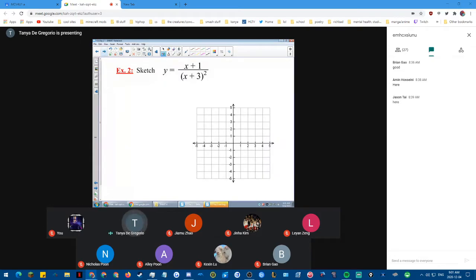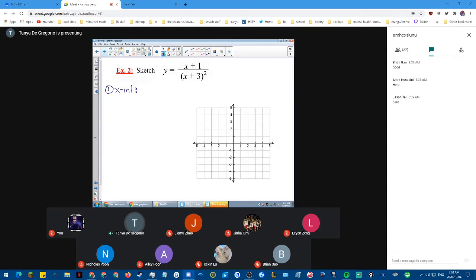So y equals (x plus 1) all over (x plus 3) all squared. So what's the first thing we do? Step 1. Yep. Did you say asymptote or intercept? Intercept. No, the first one should be intercept. Why did you say asymptote? You know what, guys, my questions sometimes are off. I'll fix it. Number 1 should be intercept, not asymptote. Always intercept.